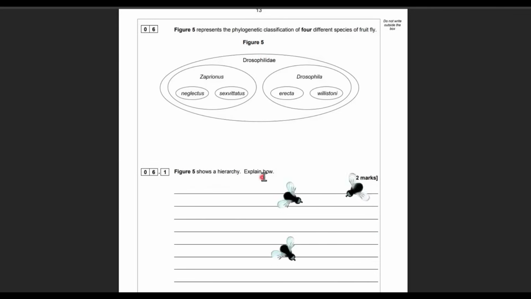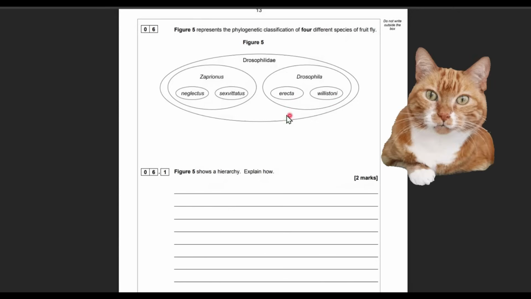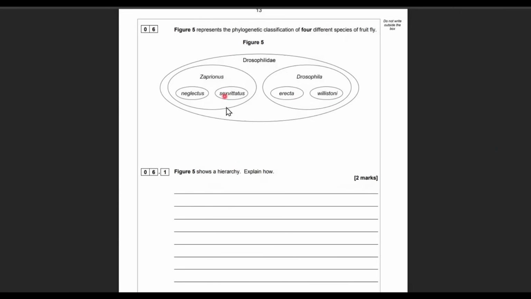Figure 5 shows a hierarchy. Explain how. 2 marks. Go on, have a pause, have a go. Or I'm going to go through it. So we've got Drosophilidae, then we have Zaprionus, Neglectus, and Sexvitus, Drosophila erecta, excuse me, Willistoni. Okay, that's interesting. So how does this show a hierarchy?